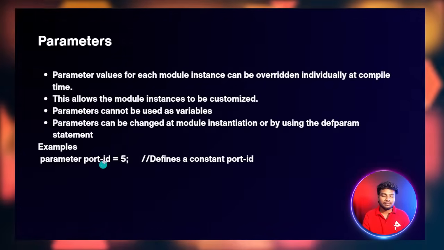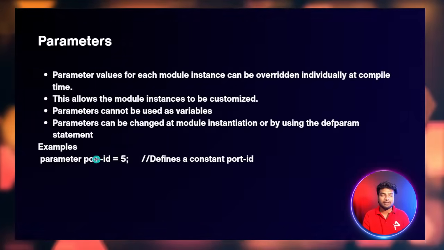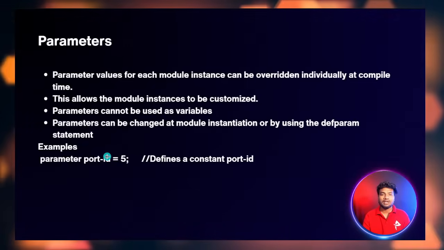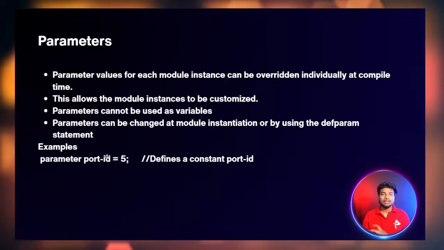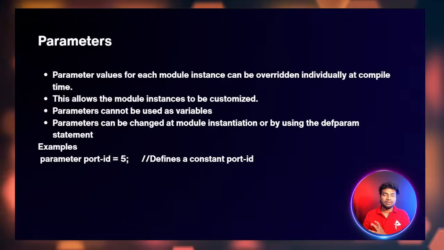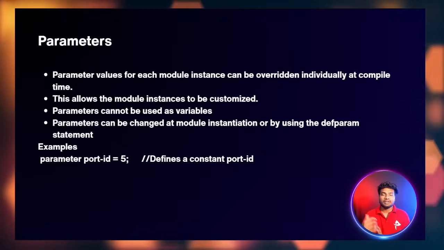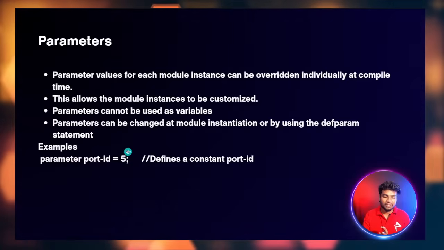So assume here it is having a parameter a equal to 5. Wherever you see a in your code, that particular a has the value of 5. If you want to change the a value, you can change it over here itself.